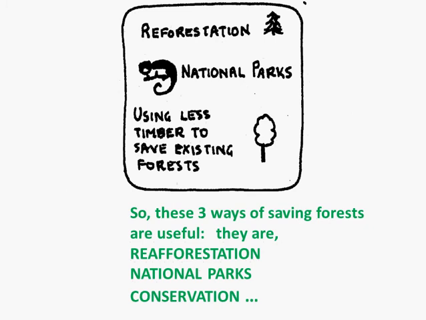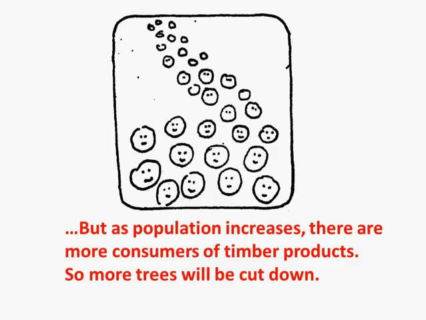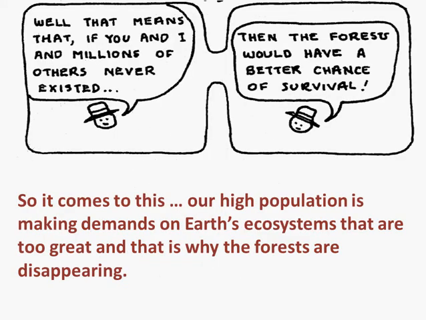So these 3 ways of saving forests are useful. They are reforestation, national parks, conservation. But as population increases, there are more consumers of timber products, so more trees will be cut down. So it comes to this: our high population is making demands on Earth's ecosystems that are too great, and that is why the forests are disappearing.